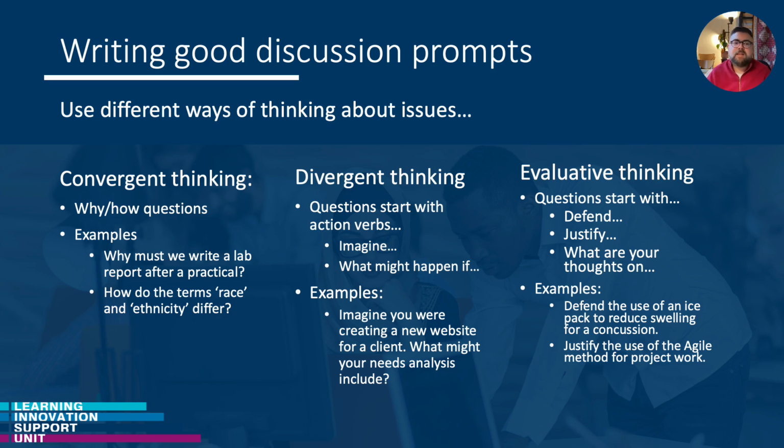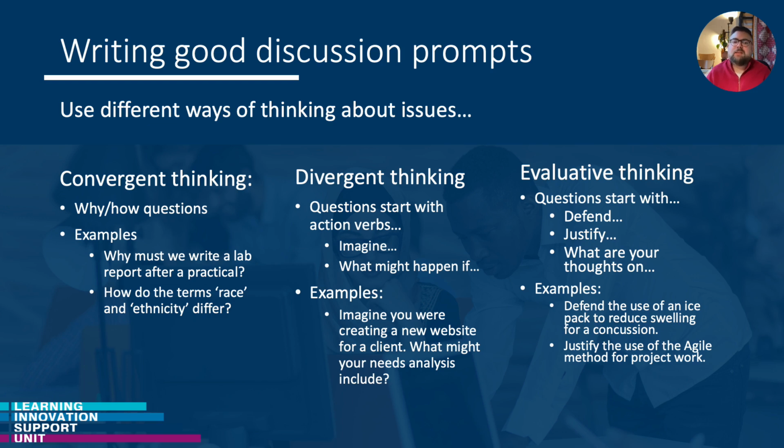Divergent thinking is where you get students to engage more actively by getting them to imagine or reflect on certain things. So imagine you were creating a website for a client. What might your needs analysis include? So this is an unreal situation, an imaginary situation if you want to think about it like that. That's the kind of question that divergent thinking looks at, whereas with convergent thinking, we're probably looking at something that we can draw upon immediately.